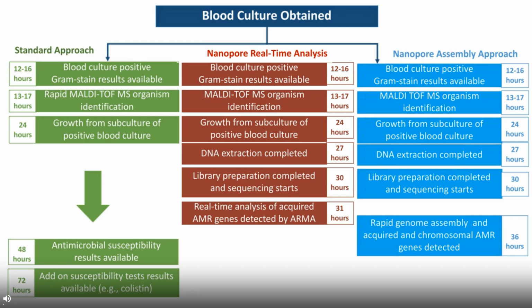So here's just showing what the standard turnaround time would be from a blood culture with our phenotypic ASTs, where if you're dealing with a multi-drug resistant gram-negative, like these carbapenem-resistant Klebsiella pneumoniae in the study, sometimes it took up to 72 hours before our final antimicrobial susceptibility results were reported. Whereas with the Nanopore real-time approach, we could have results within 31 hours, or the assembly approach within 36 hours.